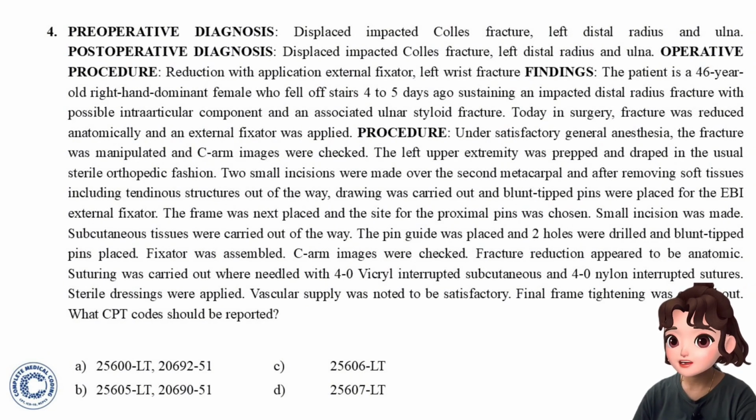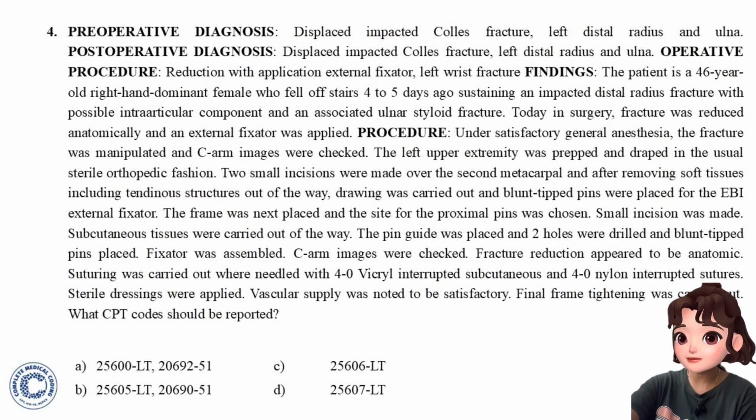The frame was next placed and the site for the proximal pins was chosen. Small incision was made. Subcutaneous tissues were carried out of the way. The pin guide was placed and 2 holes were drilled and blunt-tipped pins placed. Fixator was assembled. C-arm images were checked. Fracture reduction appeared to be anatomic. Suturing was carried out where needed with 4-0 vicryl interrupted subcutaneous and 4-0 nylon interrupted sutures. Sterile dressings were applied. Vascular supply was noted to be satisfactory. Final frame tightening was carried out.